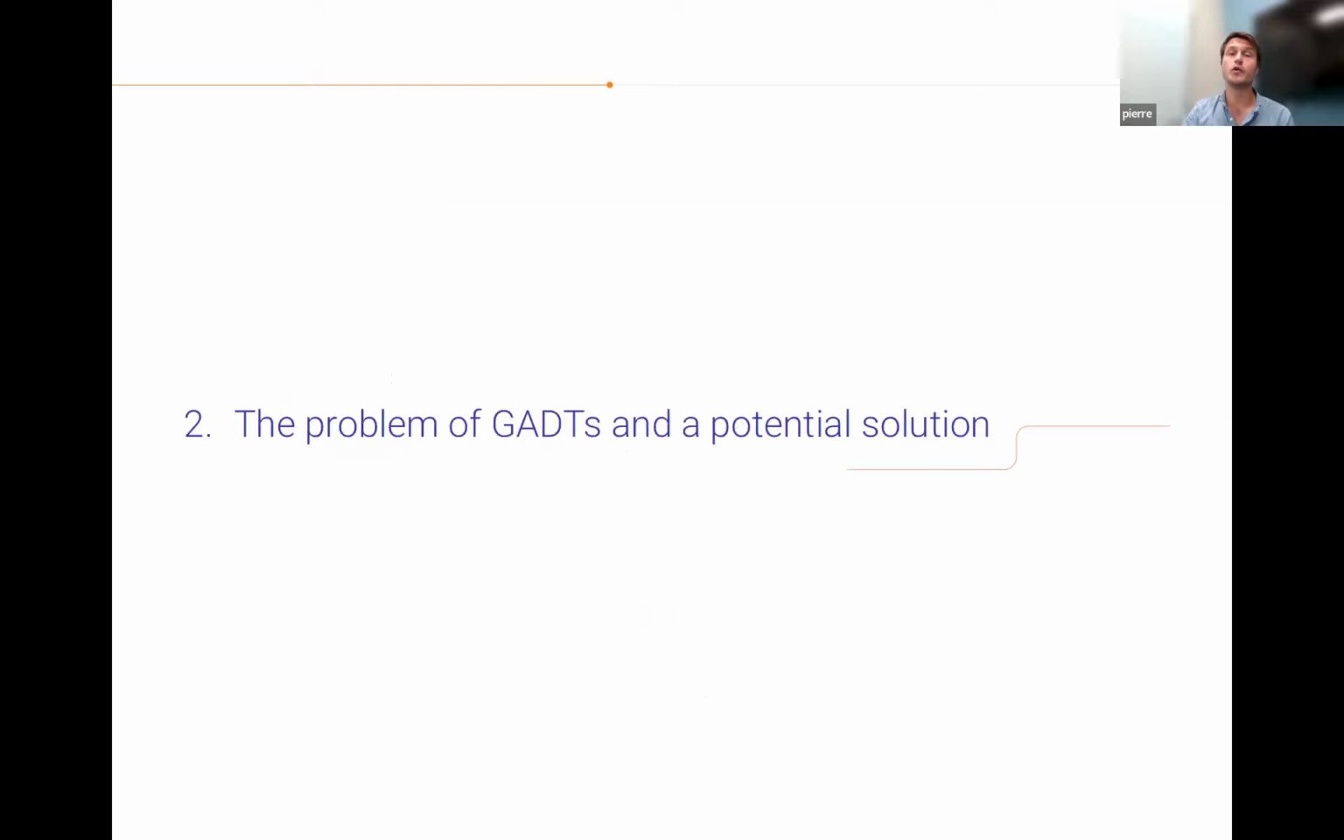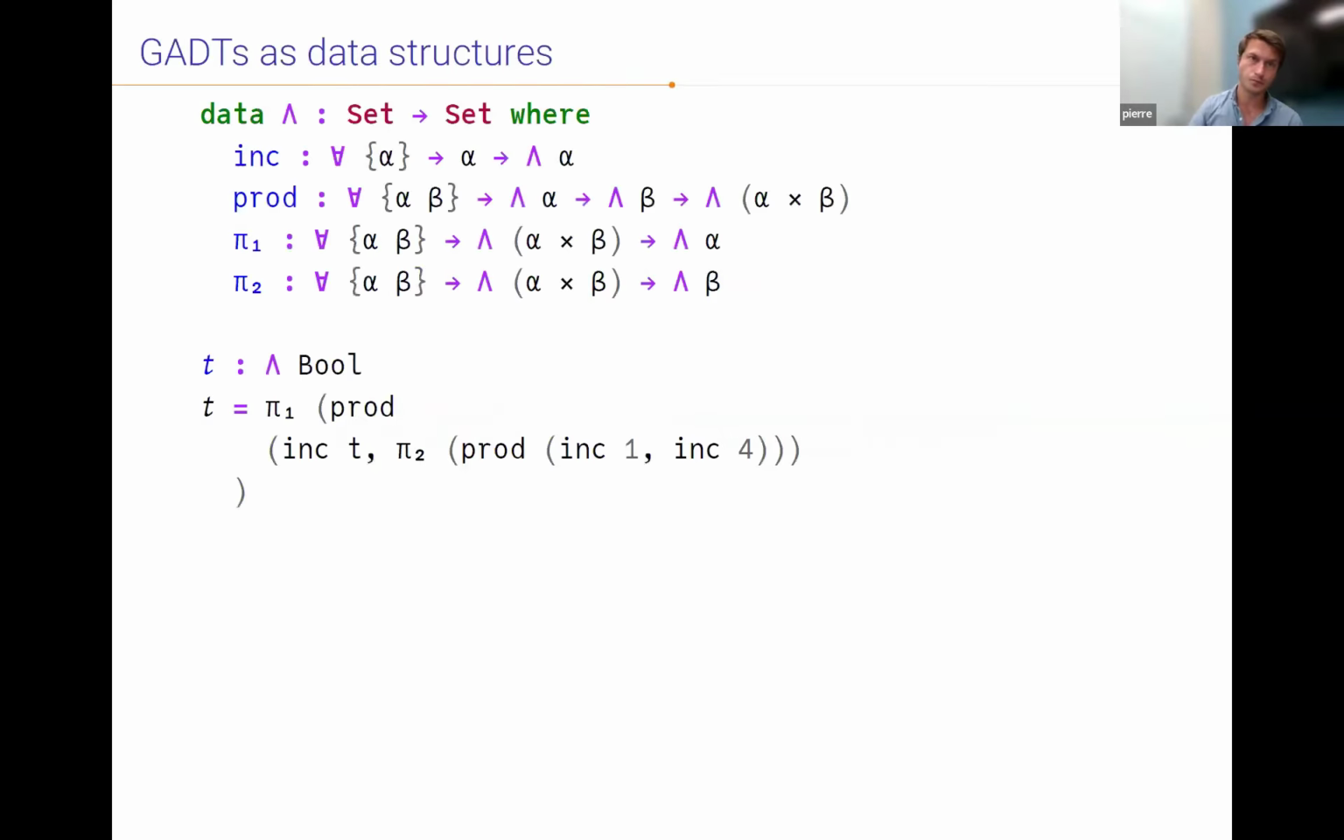But now we want to move on to GADTs, which are more general than the data types that we have seen up until now. So I will present a specific GADT that has enough to expose the problem that we encounter when we want to do the same thing as what we did in point one for GADTs. And then I will explain how to try to find a solution for this problem.